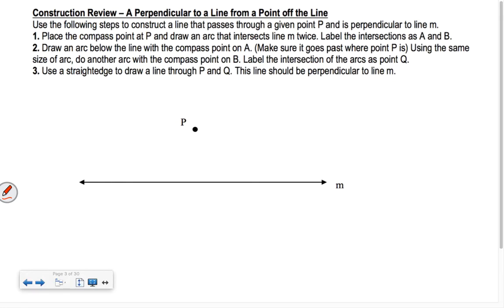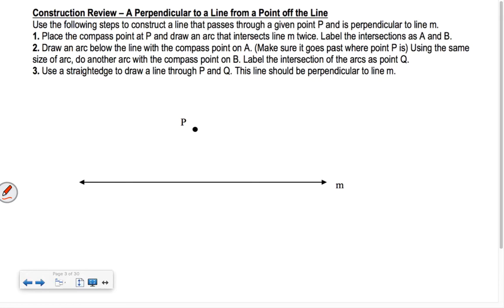All right, so it says use the following steps to construct a line that passes through a given point P and is perpendicular to line M. So it says place the compass point at P and draw an arc that intersects line M twice. Okay, so you're going to put your pointy part here, and you're going to draw a swoop below.